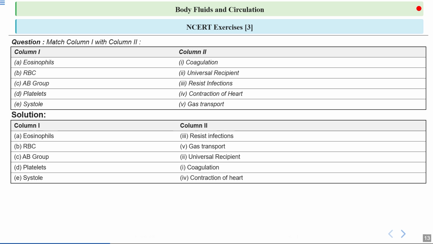Then platelets are crucial for blood coagulation. So D matches with 1. And then systole is the phase of the cardiac cycle marked by the contraction of the heart. So E is matching with 4. Okay, so this is the correct answer.